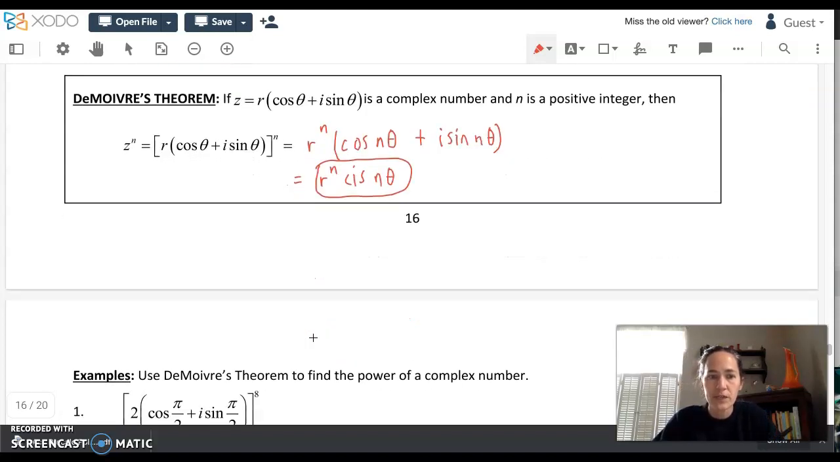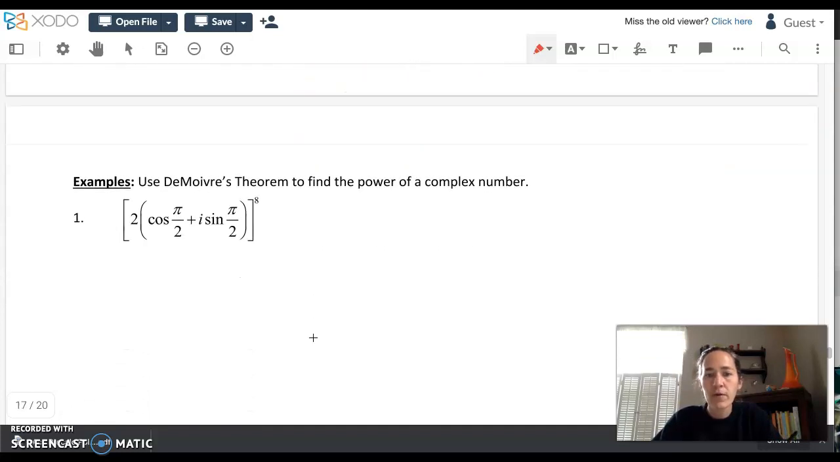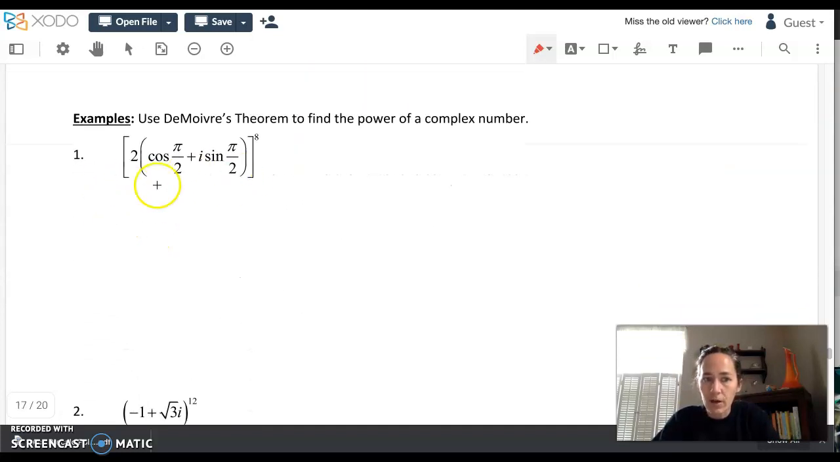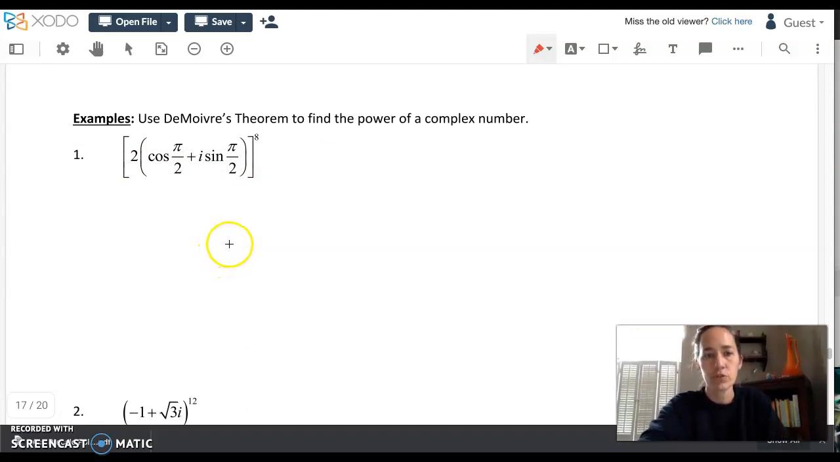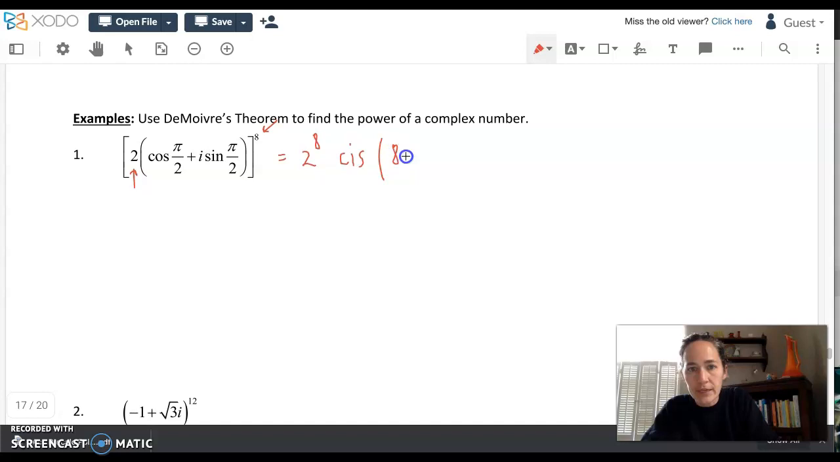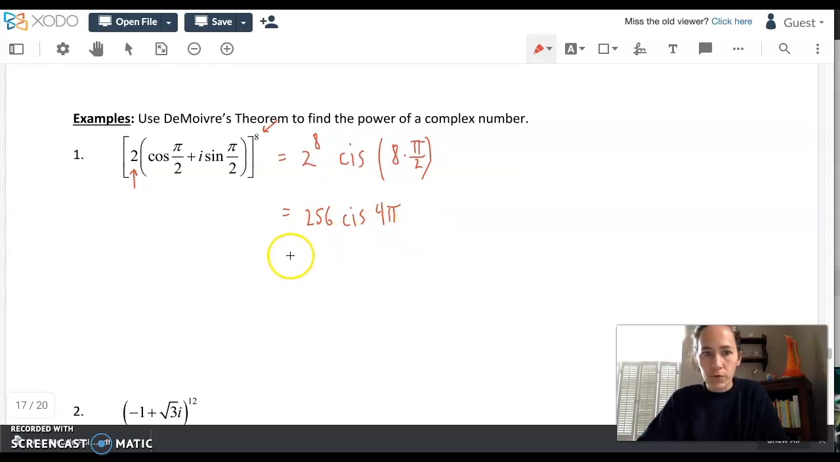I want to scroll to the next page. It says, use de Moivre's theorem to find the power of a complex number, and number 1 is set up for you already in polar form. So we should be able to just apply the theorem with no initial conversion. The theorem says take the r, take the 2, and raise it to the power. So we'll raise 2 to the 8th. And then cosine plus i sine, here's my shorthand. Let's take pi over 2, don't raise it to the 8th, multiply it by 8. So it'll be 8 times pi over 2. So we've got 2 to the 8th, 256, cosine plus i sine of 4 pi. Good polar format of that answer.